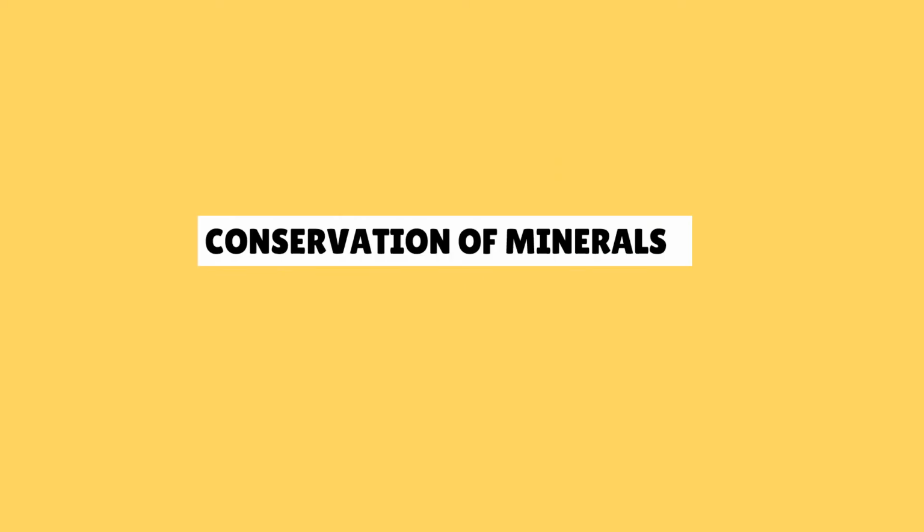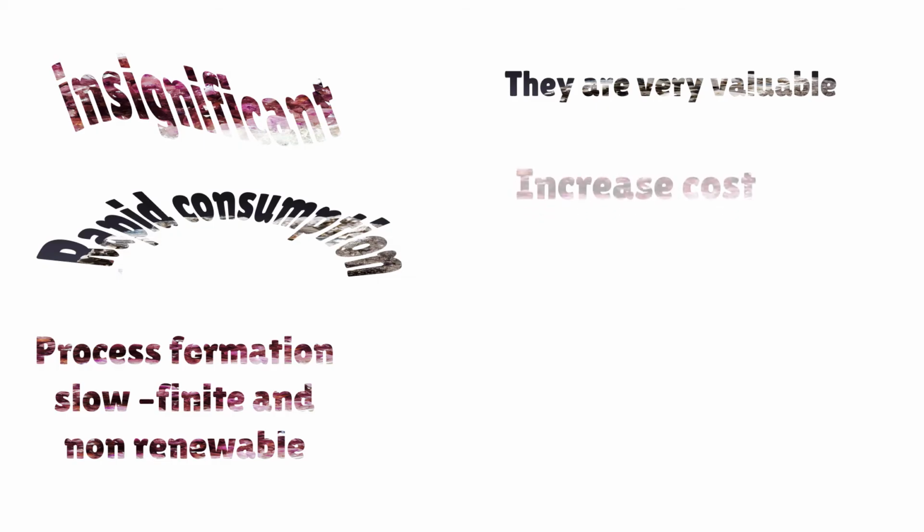Now let's learn about conservation of minerals. How can we take care of these precious minerals? Now look at these points that I'm going to share. They are insignificant. Insignificant means they are very less in amount. Rapid consumption, so we are using them rapidly. That means if they get over, it's not easy to form them again. They take millions of years to form. The process of formation is slow and non-renewable, and they're very precious. We have to take care of them.